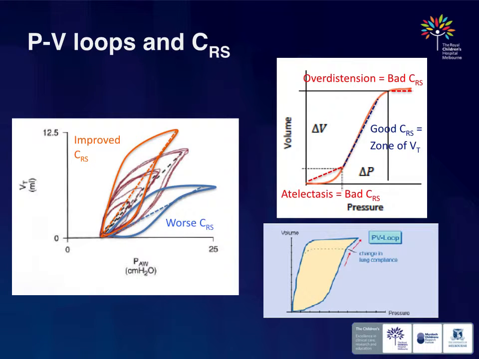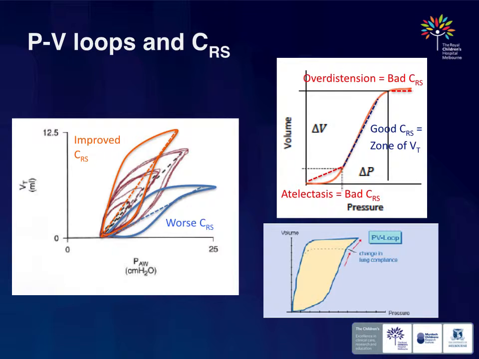We can use PV curves or PV loops to try to understand compliance. Personally, I don't use PV loops when I'm ventilating babies that often. I don't think they change my practice. I just use the flow waves and the pressure wave. But some people swear by them.